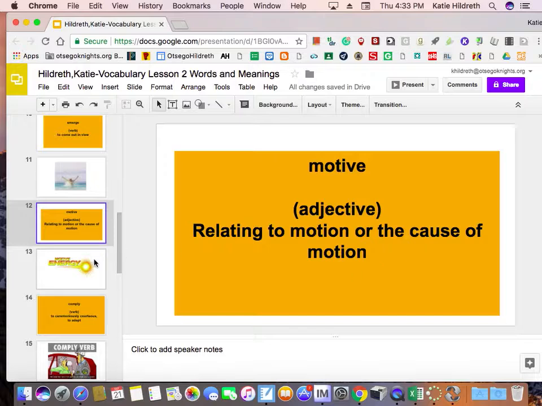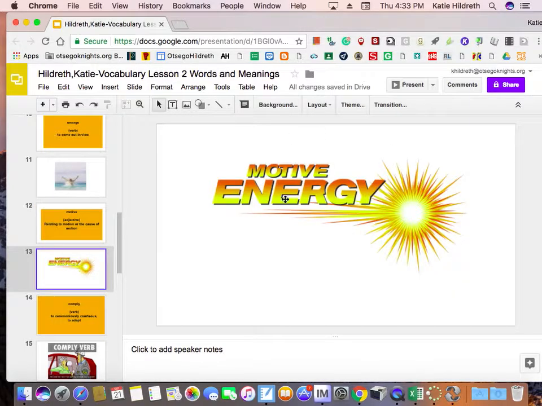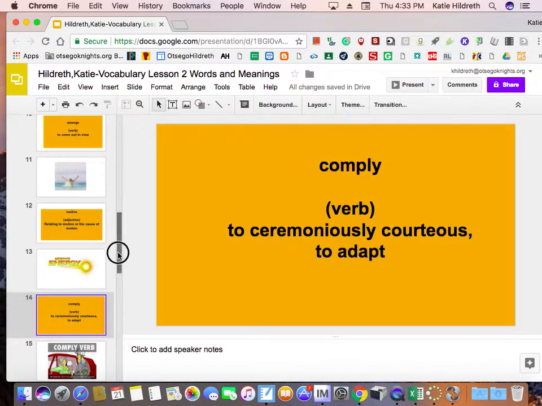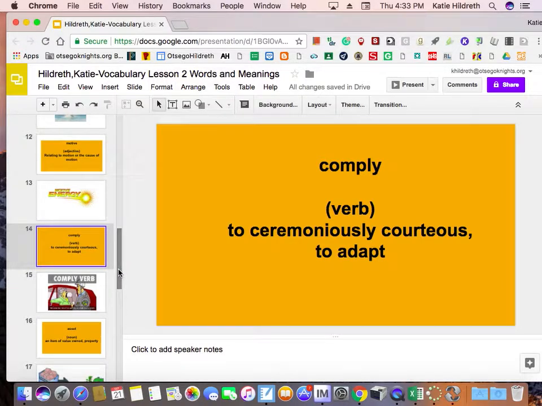This has to deal with energy, like we had in our sentence. It's energy that's caused or related to motion, and the picture I put was motive energy. Our next word is to comply, to be courteous ceremoniously, to adapt. And it's a verb. It's something that you do. And in this case, if you comply, you go along with something, or you adapt to it. Even though you may not agree, you do it the way someone asks you to do it.